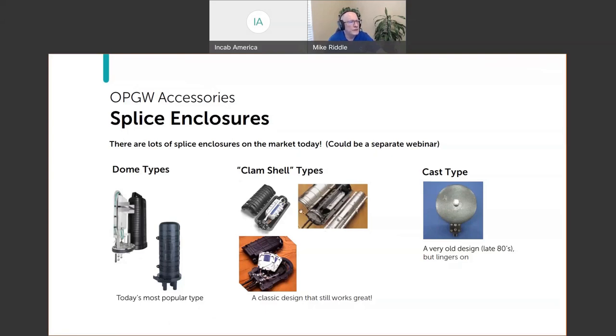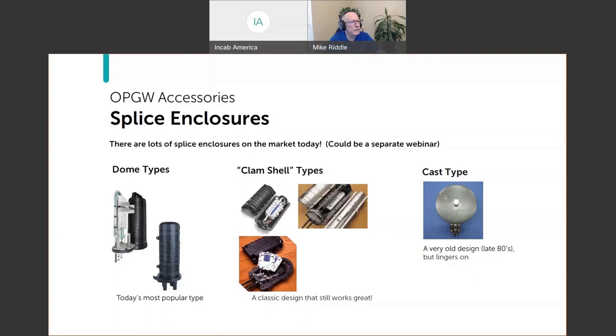And that also means that rain and whatnot is going to tend to just go down the splice enclosure and just fall off, not really exposed to the area that's trying to seal the inside from that outside environmental condition. And this is probably today's most popular type of enclosure.